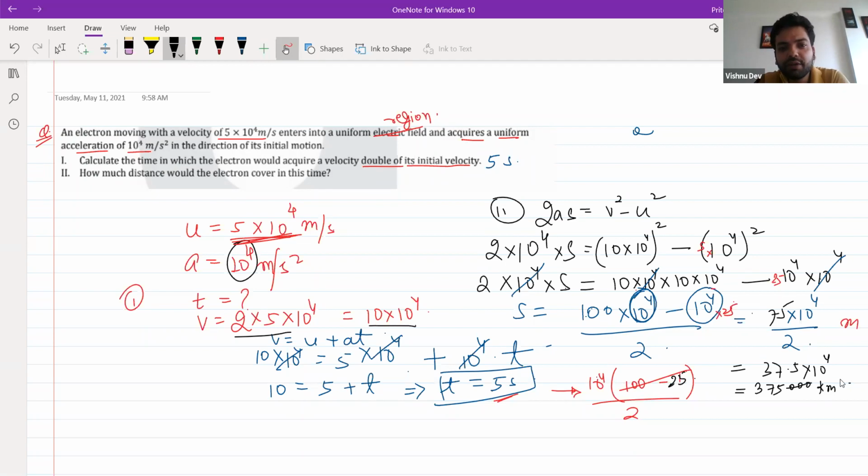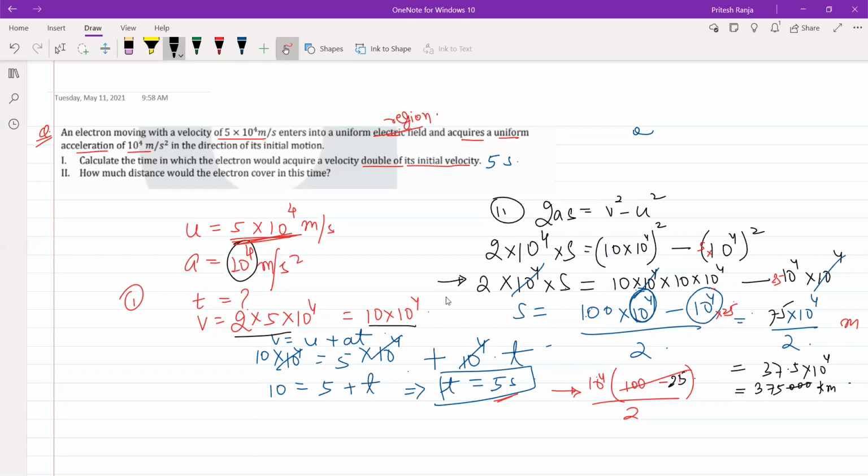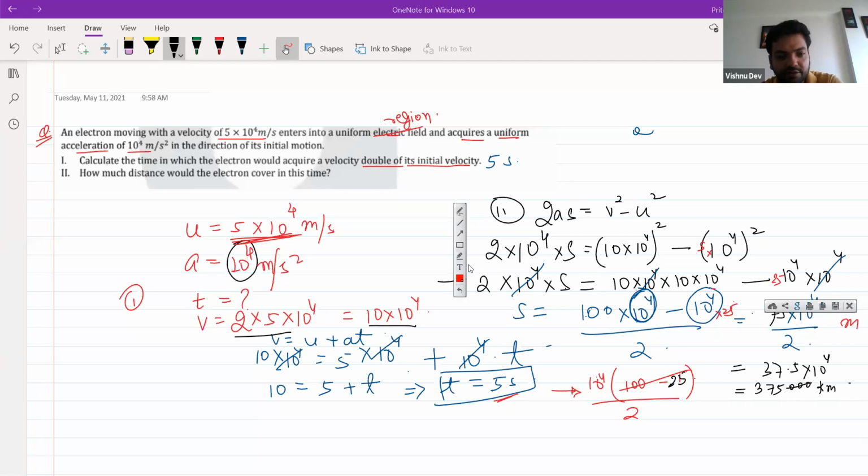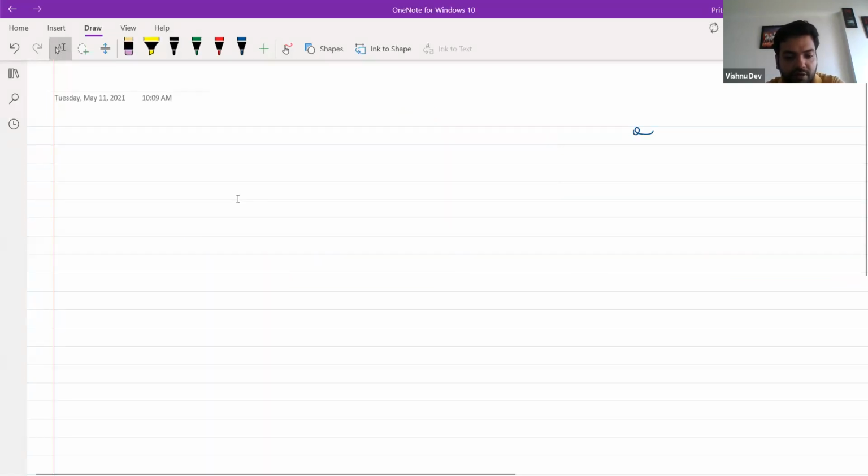So any doubt to anyone based on calculation or whatever related to this question? I didn't understand the last step. Till which point did you understand? Till this step? Yeah, sir. Okay, so I'll do one thing. I'll just take this and let us move ahead. Okay.